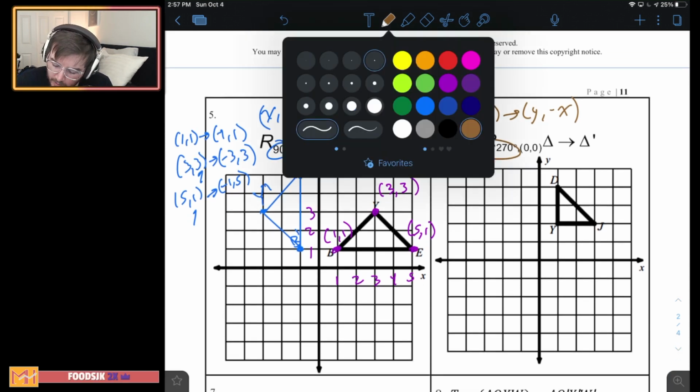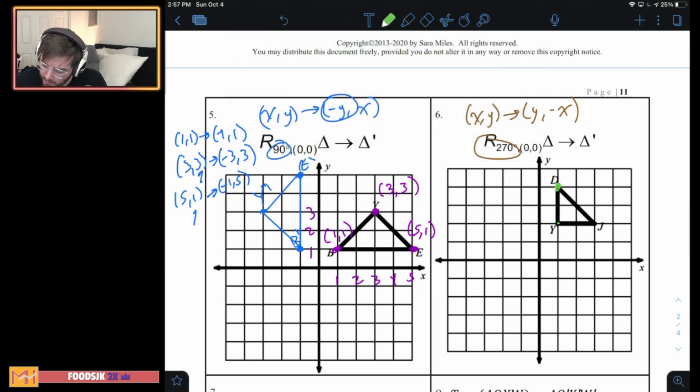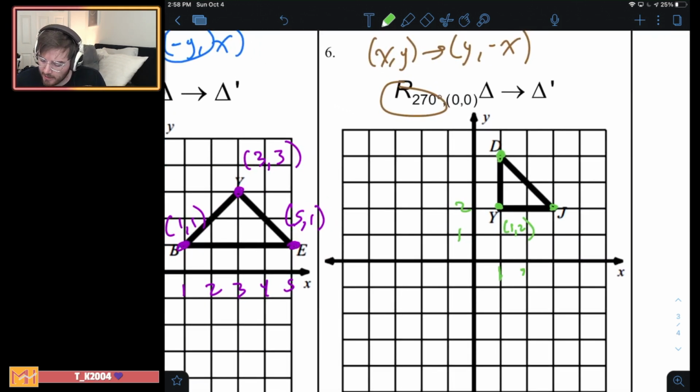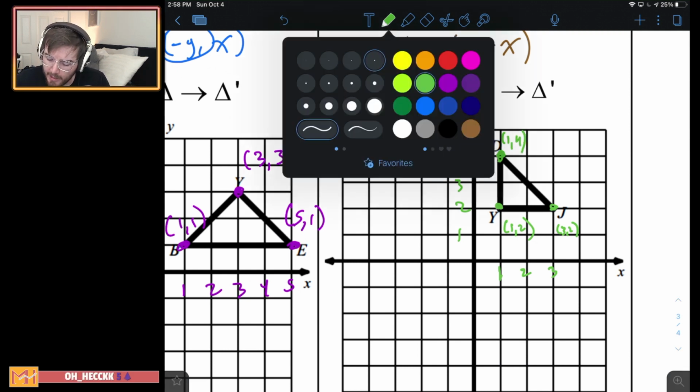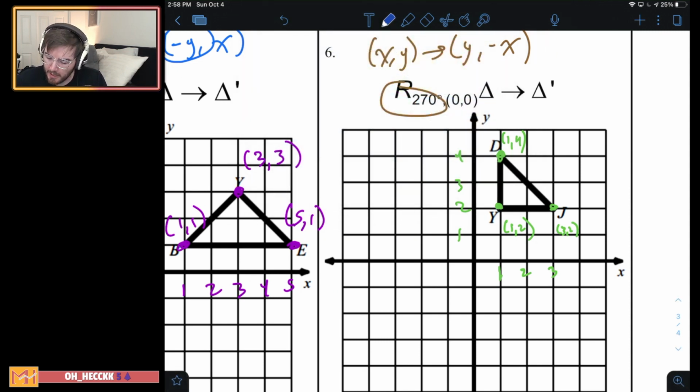So again, I'll label these for us. We've got this point, and this point. So this is at, oops, Y is at (1, 2), and J is at (3, 2), and D is at (1, 4). So when we apply the rule, where should we start? Let's start at D. So (1, 4), the x changes signs, so it's a negative 1 now, and they switch places. So (4, -1).